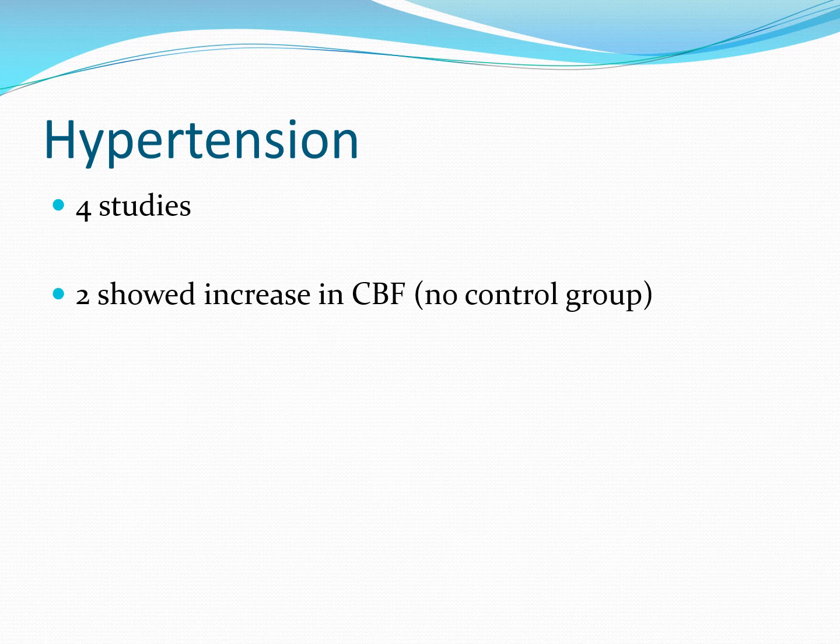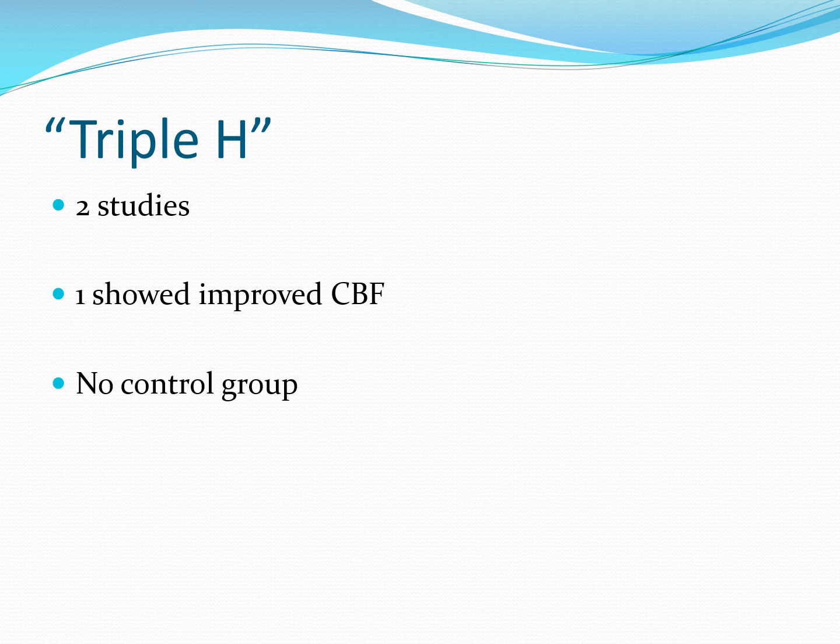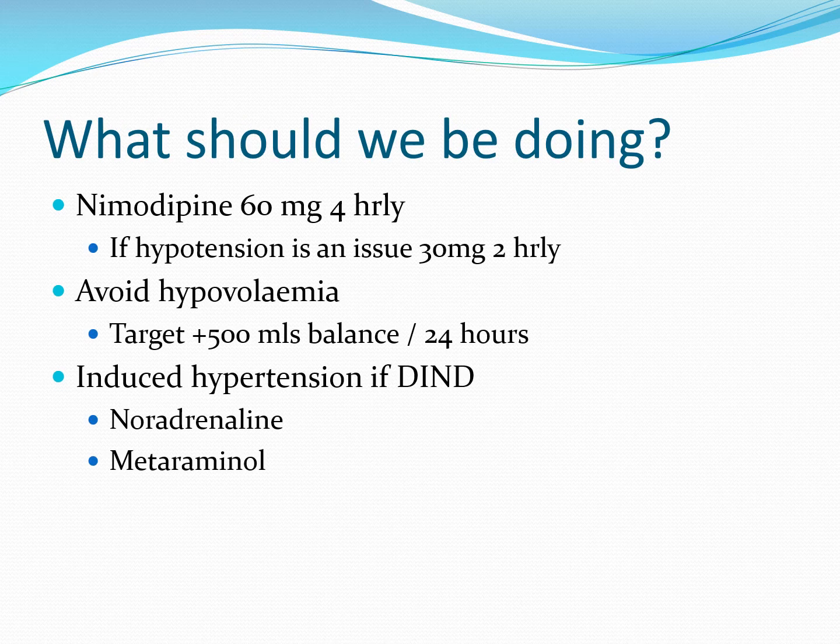When we look at hypertension, there were 4 studies included within that systematic review, of which 2 found an increase in cerebral blood flow, but again, no control group. Finally, if we look at all 3 components of Triple H therapy implemented in a single patient, there were only 2 studies, and only one of these found an improvement in cerebral blood flow, and once again, there was no control group in that study. So there really is not a lot of good quality evidence for Triple H therapy in the management of people with subarachnoid hemorrhage. So with that in mind, what should we be doing for our patients?